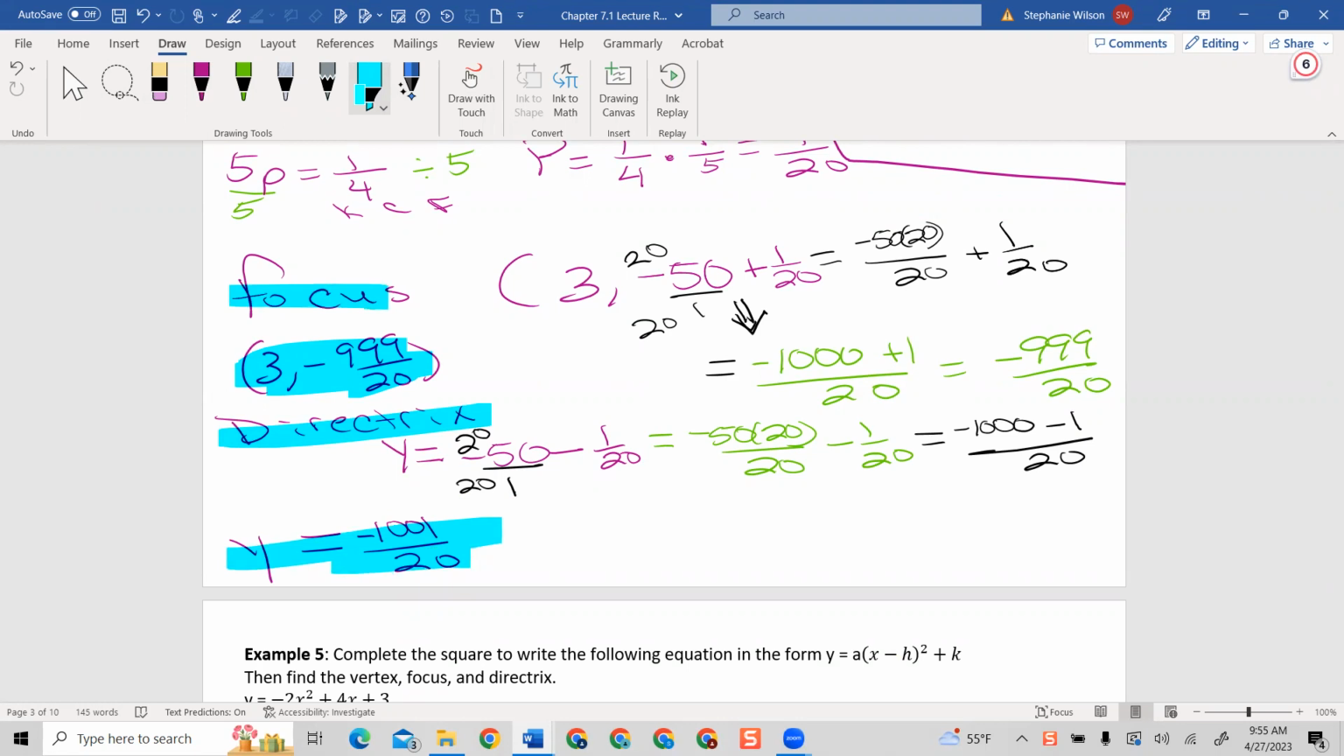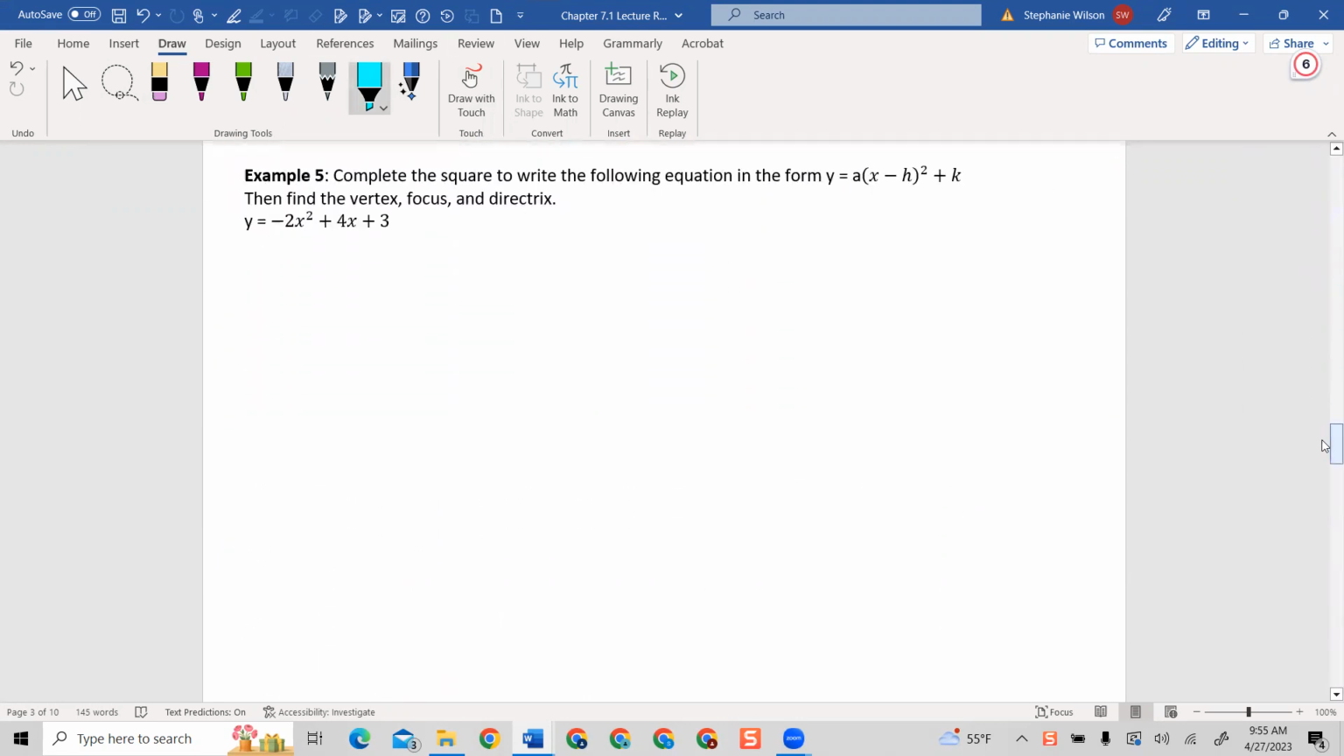Okay, let's move on to example 5. Example 5, we're going to complete the square to write the following equation in the form y equals a times (x minus h) all squared plus k. All right, so let's look at it. What do we got going on? We have this function going on that's not written in that format, so we have to do some work.